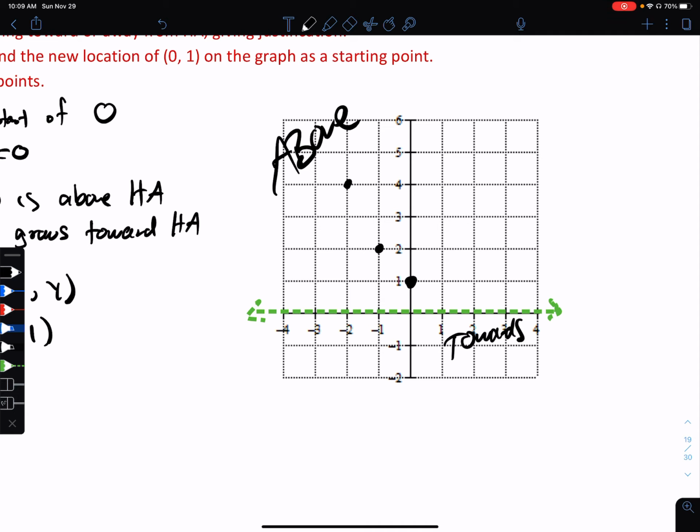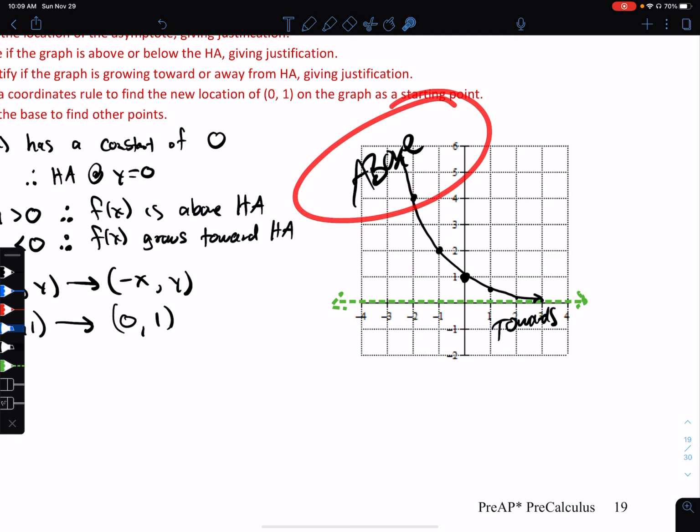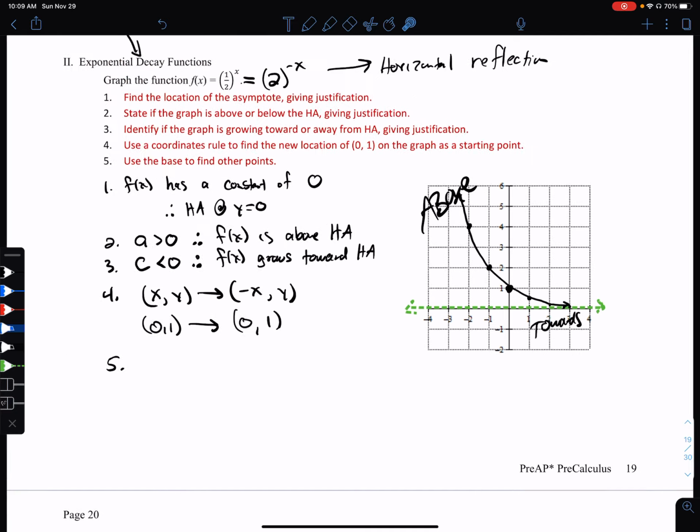As I go to the right, it's getting cut in half each time. Half of 1 is a half. Half of a half is a fourth. Half of a fourth is an eighth. So my curve is going to look something like this. So it fits my description. It's above the horizontal asymptote. As it goes to the right, it's growing towards.